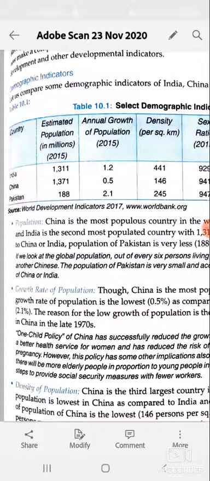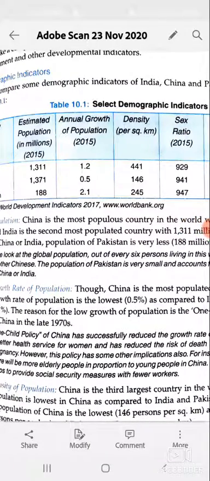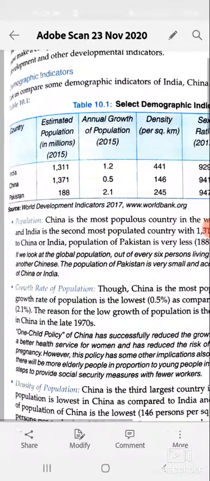Estimated population in million: India having 1311 million, and China having 1371 million, Pakistan only having 188 million people. Another indicator is the annual growth rate of the population. All the data are of 2015. You will find India having a population annual growth of 1.2, China having the least, 0.5, and Pakistan having 2.1.